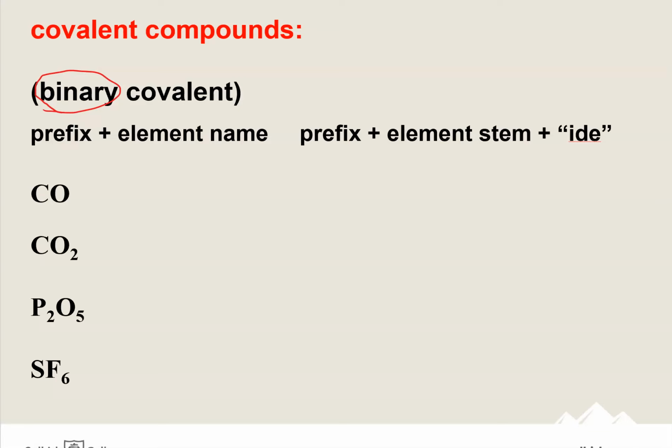The way we do this is name the first element, followed by the second element ending in ide, like for the ionic compounds. But with ionic compounds, we don't need to say how many of each kind of atom, because there are charges to base your decision on. In covalent compounds, there are no charges, so we are going to need prefixes for both elements to say how many of each kind of atom there is. The prefix is the number of atoms of each type. And I hope you know how to count.